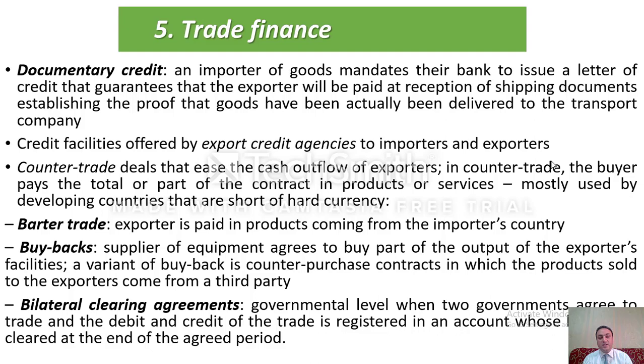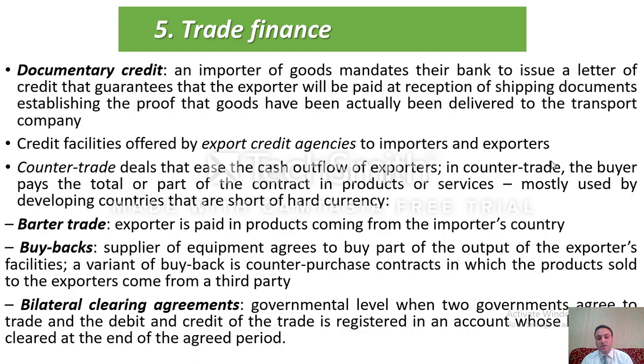So we have here the credit facilities offered by the export credit agencies, which are one of the very important factors in this context of international trade financing. These credit facilities are offered by the export credit agencies to the importers and the exporters. We also have the counter trade deals that ease the cash outflow of exporters. In counter trade, the buyer pays the total or part of the contract in products or services, and it is mostly used by developing countries that are short of hard currencies, like the barter trade, the buybacks, and the bilateral clearing agreement.